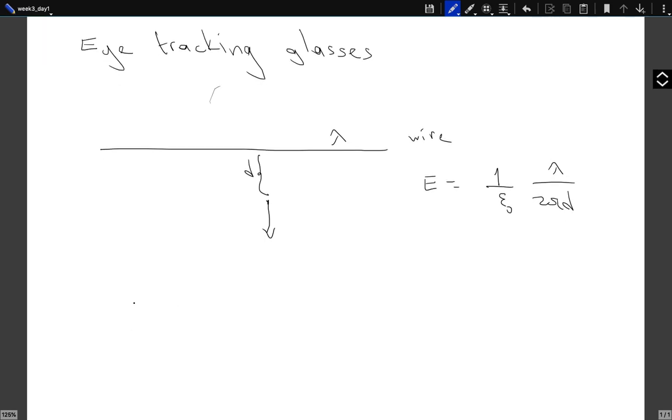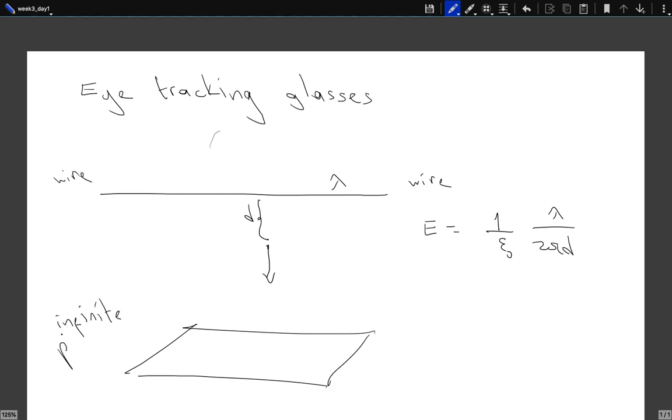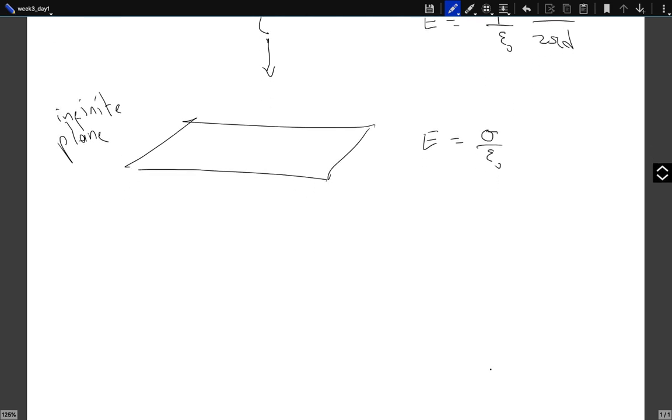And then we had the infinite plane. This is wire. This is infinite plane. And we had seen that the electric field magnitude was just sigma over epsilon 0, independent of the distance. And again, if sigma is positive, it is pointing away from the plane. And if it is negative, it is pointing towards the plane. And especially in the case of this infinite sheet, what we had imagined was we started with a ring charge distribution.